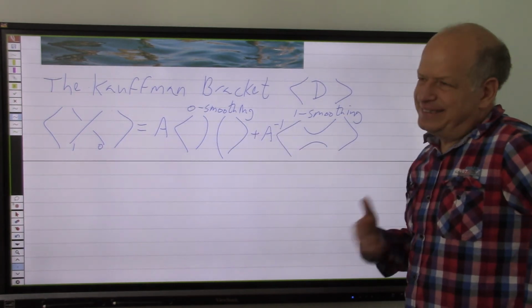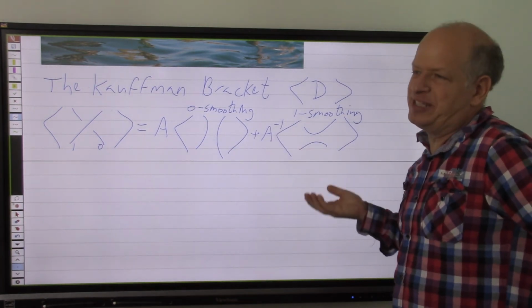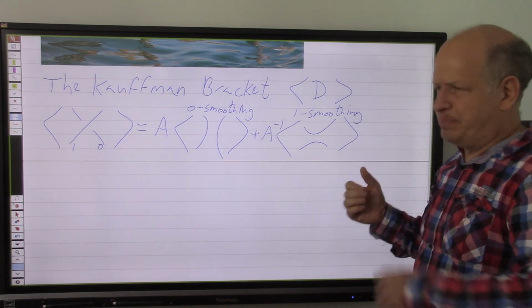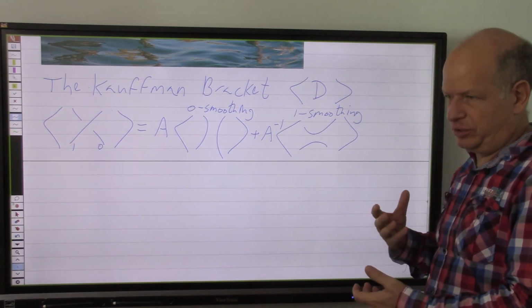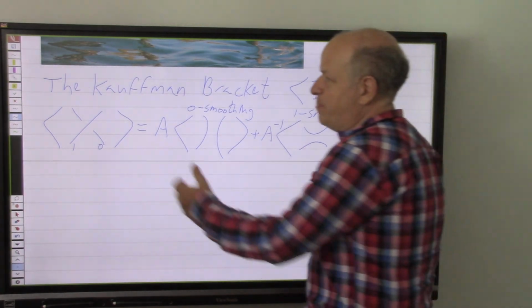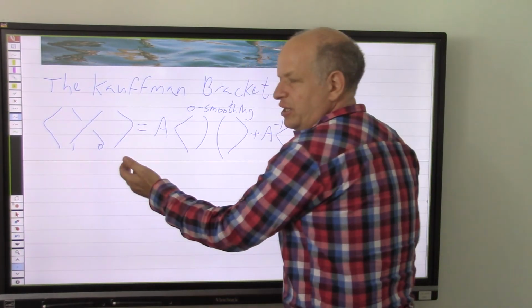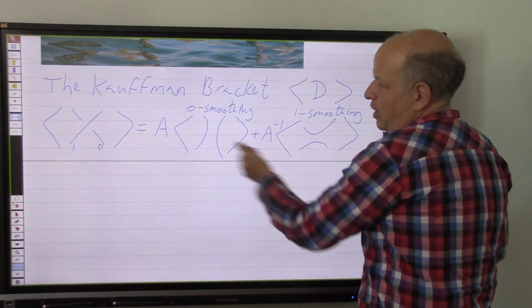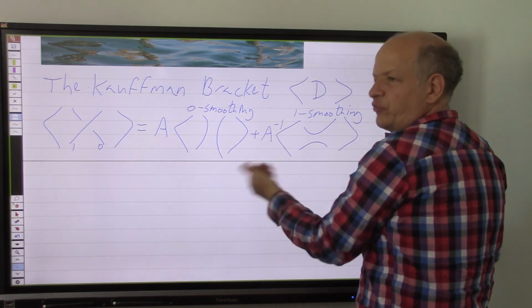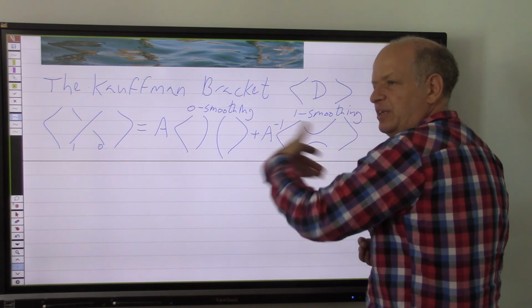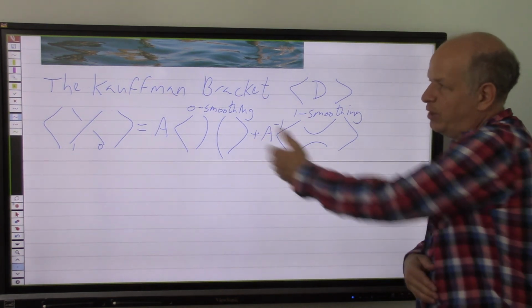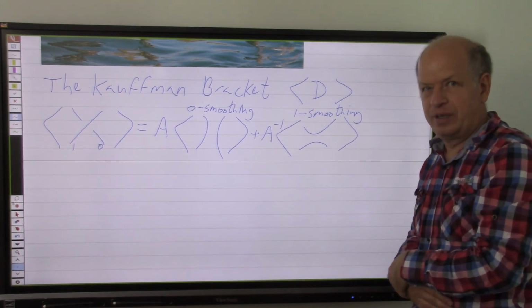Where A is a certain variable that I haven't specified yet. Okay? So now suppose you have a complicated knot. Every place you see a crossing, you replace it by a smoothing, and there are two possibilities for each smoothing to replace it with, and each one comes with a different coefficient. Well, one with A inverse.